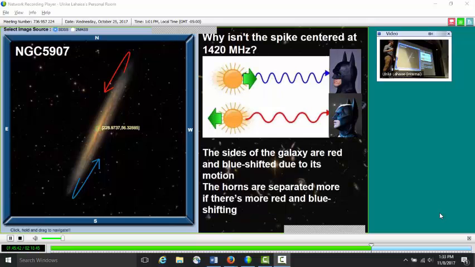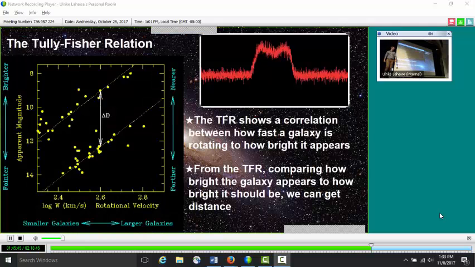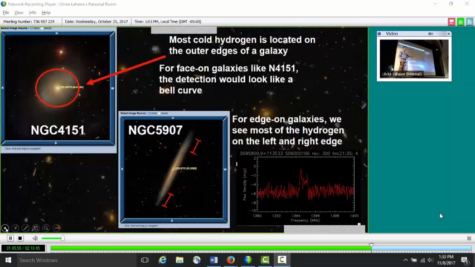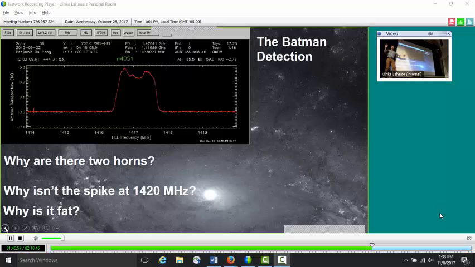Did I get everything? Why isn't it centered at 1420 megahertz? Well, let's look back at N4051 here. Why isn't it centered at 1420? It's the same thing with redshift and blue shift. If it's shifted over lower than 1420, what does that mean for the entire galaxy? Is it moving towards us or is it moving away from us? Away, yeah. The entire thing is redshifted. And you can see the different spikes up here are centered at different frequencies because even though the entire galaxy is redshifted from us, even though the whole thing is moving away, some of the galaxy is moving more away and some of it is moving towards us.